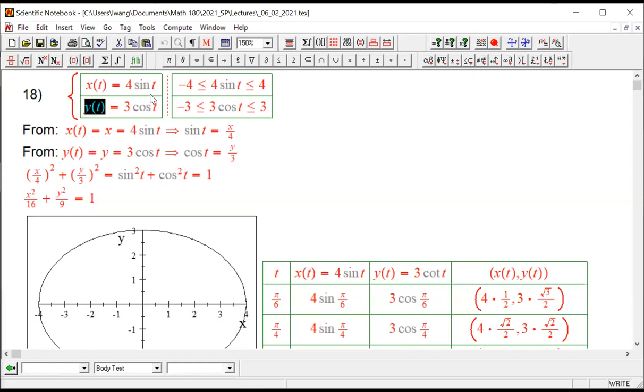Parametric equation. Does that get you interested? That's how it's been done.